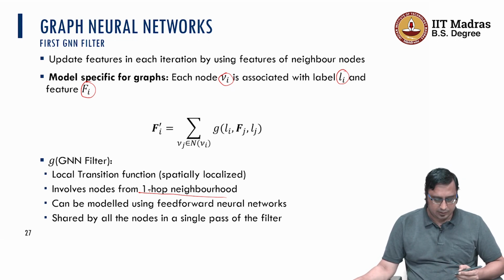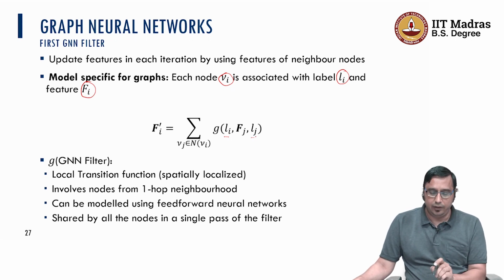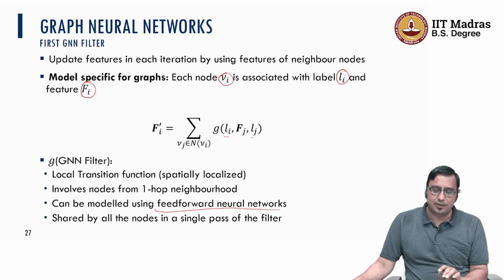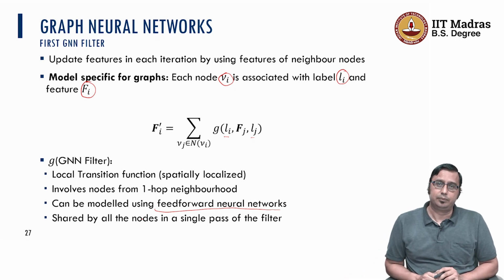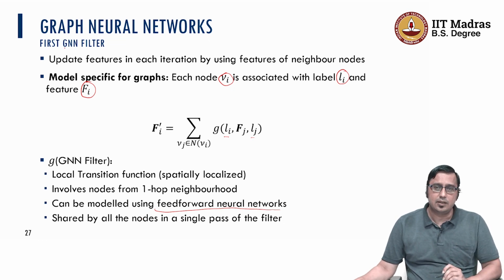Another interesting aspect here is that, as I told you, SL and SG are the labels which remain constant, only the feature will change. We can use a feed-forward neural network to model the G, and this G will remain the same for all nodes, and hence it is shared by all the nodes in a single pass of the filter. And this is how we can develop a first filter for graph neural networks.